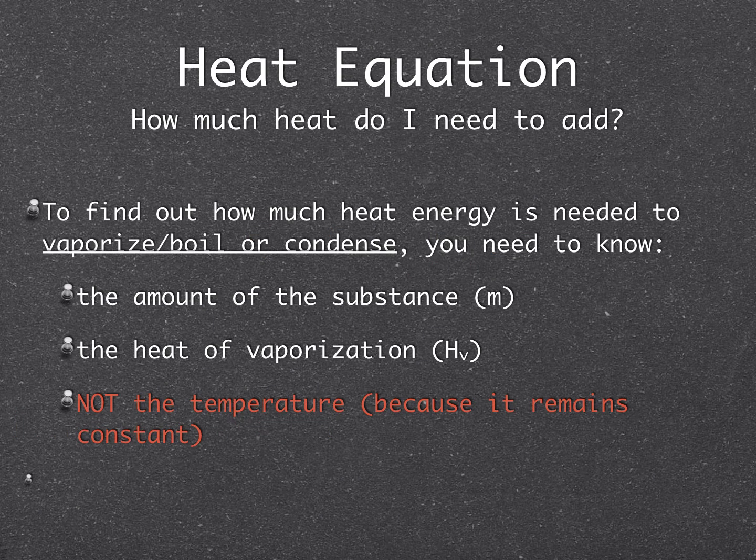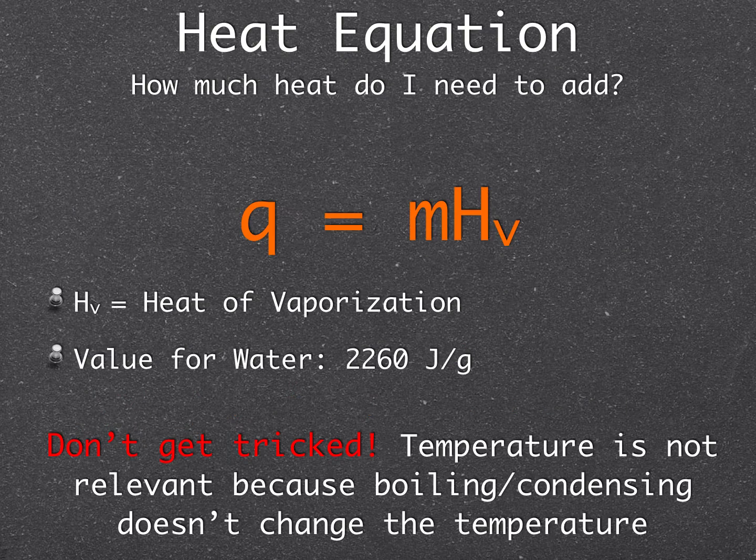The same idea applies when we want to change the phase by boiling or vaporizing. Again, we're going through a phase change, so the temperature is not going to be used. We're only going to need the mass, and this time a constant value called the heat of vaporization. You can see that the equation looks very similar to the previous one, except we change the variable here. It's no longer heat of fusion, it's heat of vaporization. And for water, the standard value is 2,260. Once again, though, we are not using temperature because the temperature is not changing when you boil or vaporize.